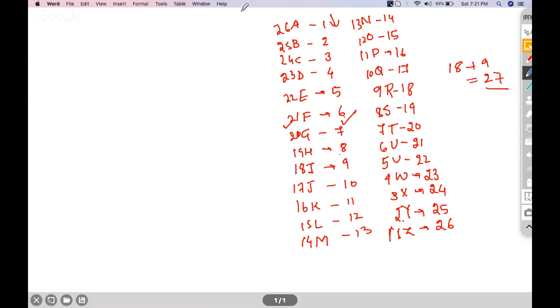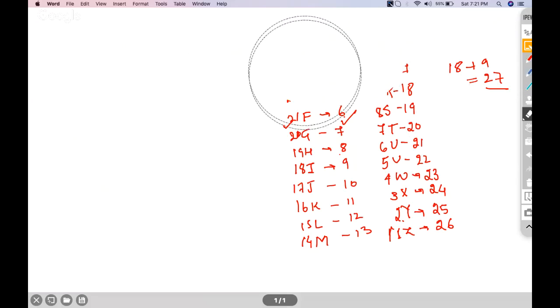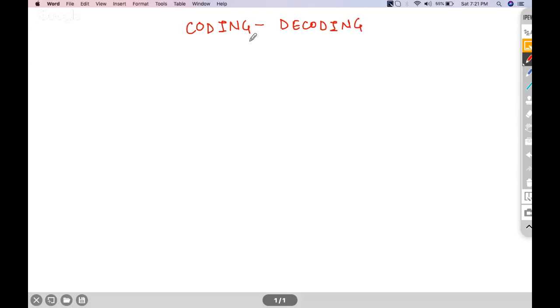Okay, this is the last type of question I'm doing. One question I'll do like this, and then I'll go to the sheet. And the question is, coding decoding of words and sentences.